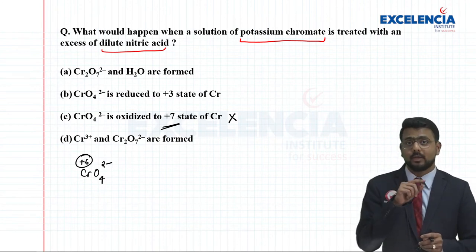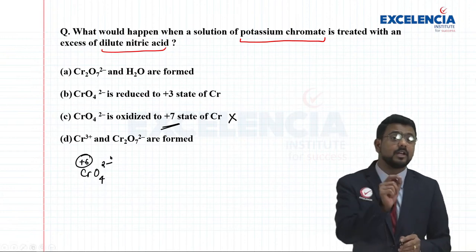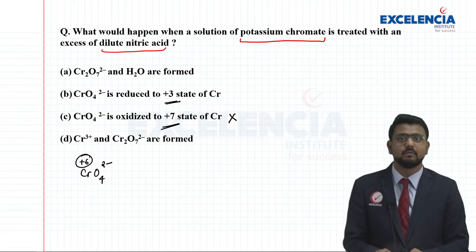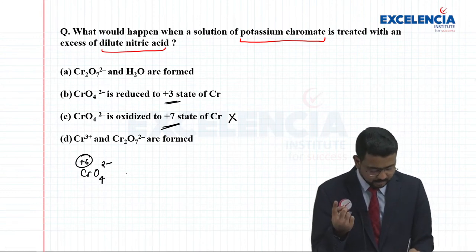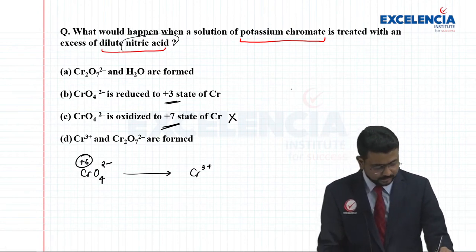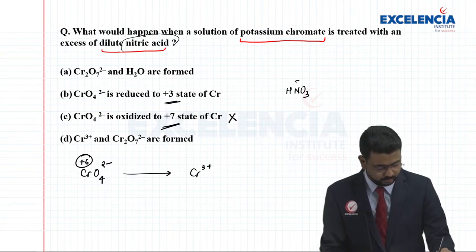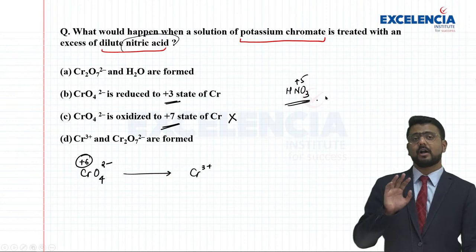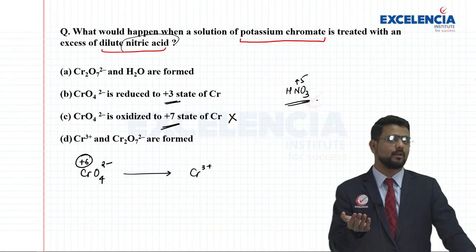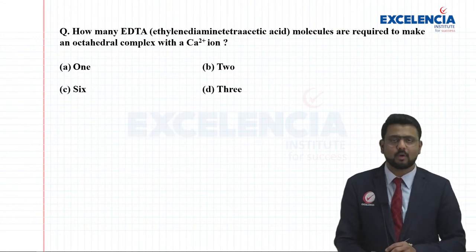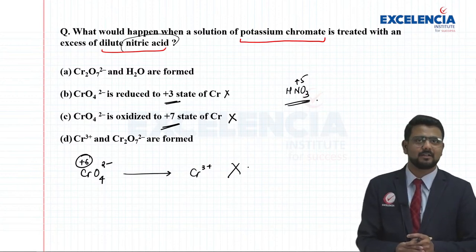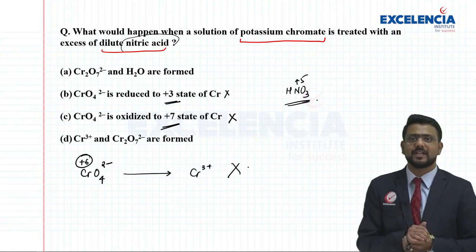Okay. Now, if you look at option B, CrO4 2 negative is reduced to plus 3 state of chromium. Now, if CrO4 2 negative, in which the oxidation state is plus 6, is reduced to Cr3 plus, what does that mean? HNO3 must get oxidized, wherein oxidation state of nitrogen is plus 5, right? Again, nitrogen here has the maximum possible oxidation state, so it cannot be further oxidized. So if it cannot be further oxidized, definitely this reaction is also not possible in presence of HNO3, right? So option B will also not be a correct choice here. So we are left with option A and D.